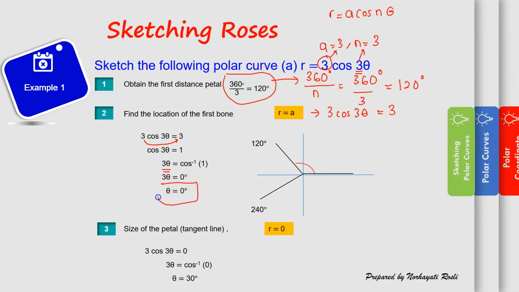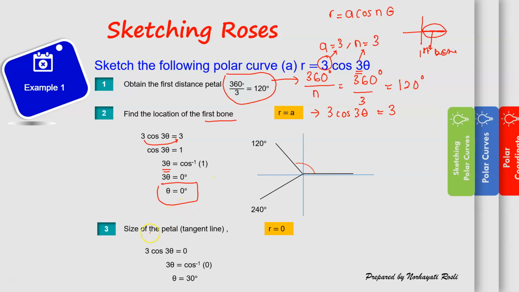What does it mean by this one? It is actually the first bond, because we know the petal when we plot it is like this. So the first bond is given by 0 degree, meaning that this one is our first bond.